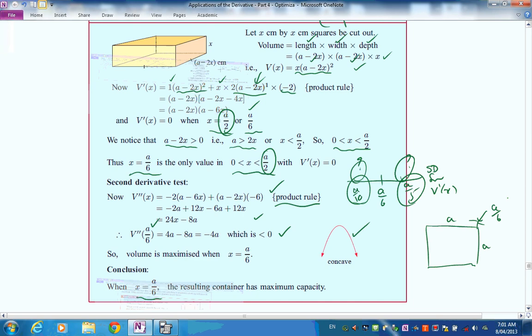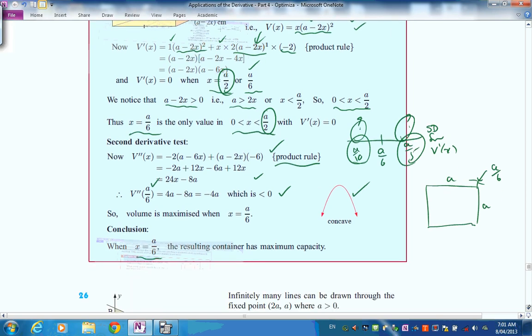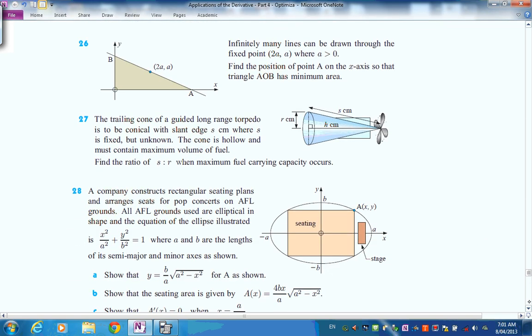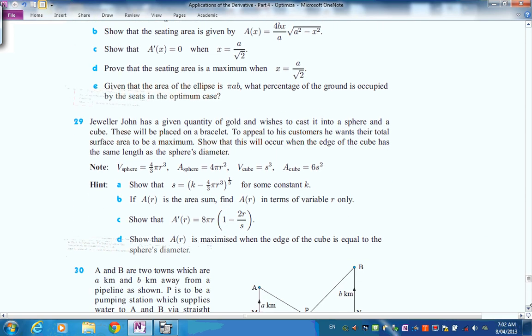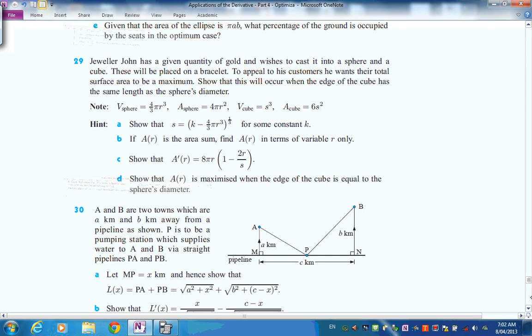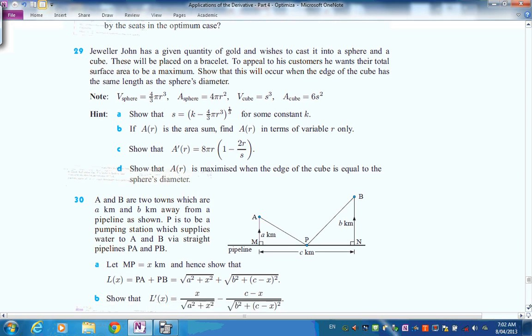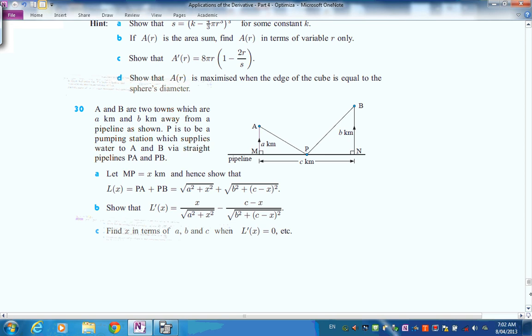There are a few like that coming up, so let's go down and have a go. So 26 and 27 don't have numbers in them, so this is what you need to build up for test and exam performance, working with variables. Okay, so there's 26 and 27, 28, 29 and 30. All right, we'll have a go.